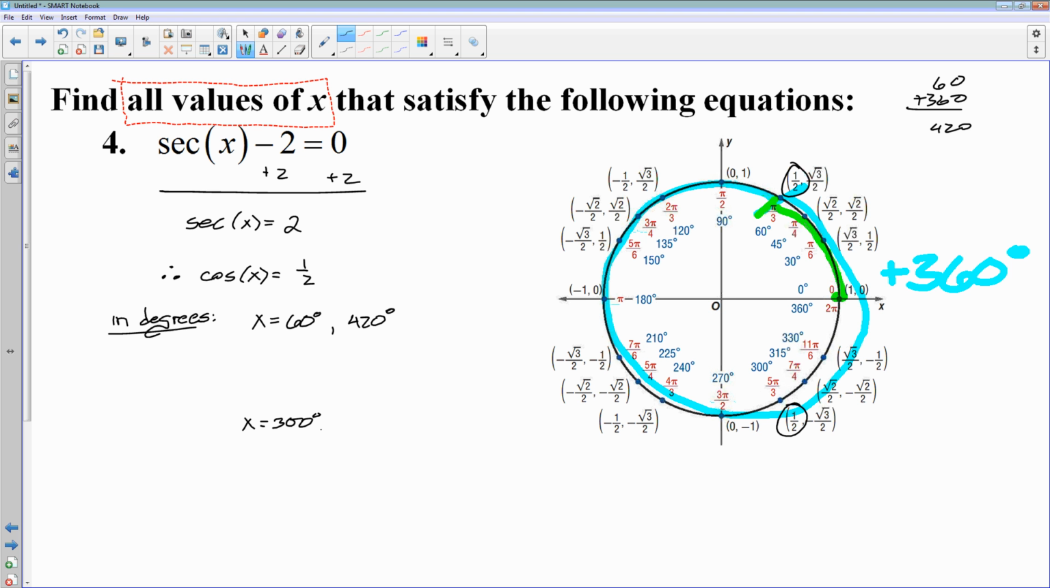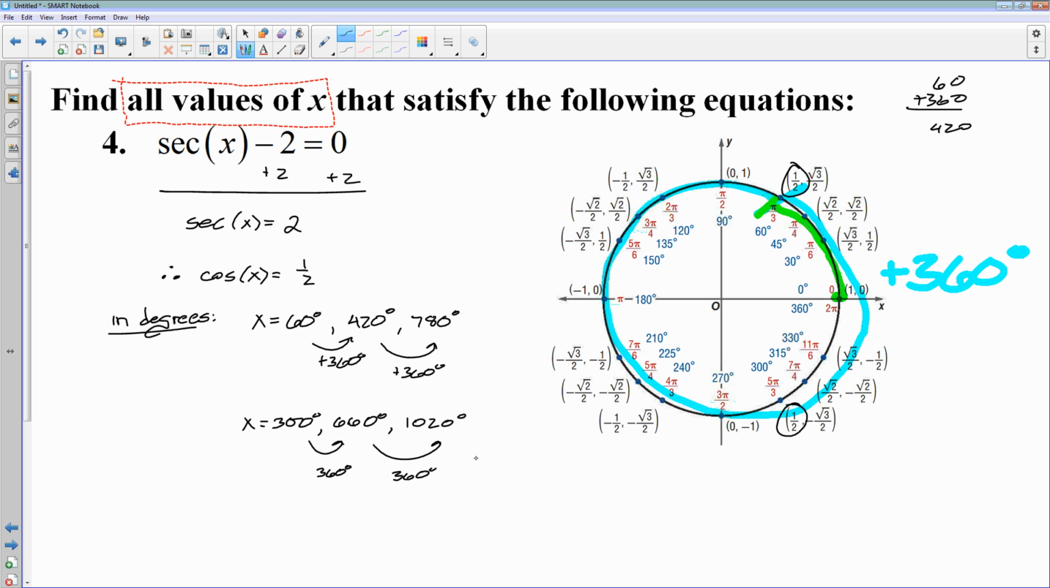That's a second answer. And for the same reason, I could come down here to 300 degrees and I could add 360. So 300 plus 360 would be 660, right? So we're simply adding 360 degrees. And when I added 360 degrees, that gave me another possible answer. If I could go around the circle once, I could go around the circle another time. I could add 360 again. So 420 plus 360 would be 780 degrees. Same thing down here. I could add 360 degrees, and that would give me 1020 degrees.